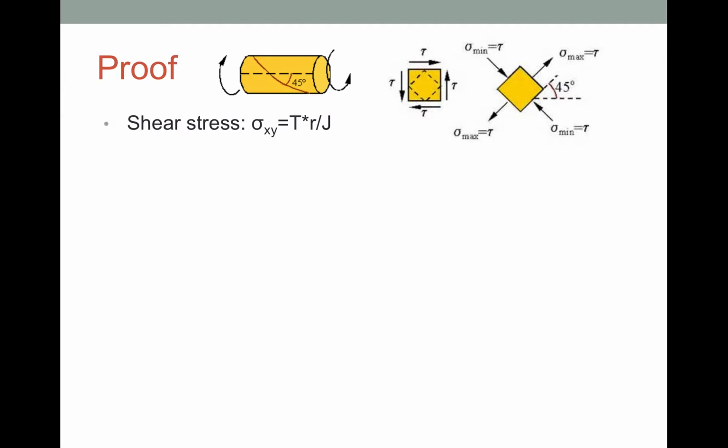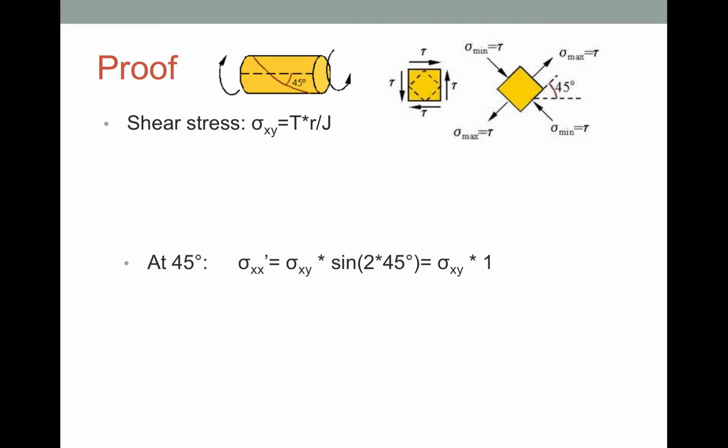Shear stress in a cylindrical object such as bone that is under pure torsion is equal to torque times the radius of the cylinder divided by the second polar moment of area, denoted as J in the equation shown. Knowledge of this equation is not necessary, but I provided it for your convenience.